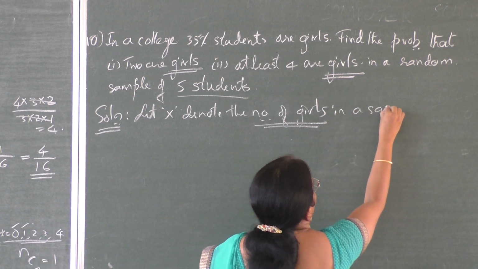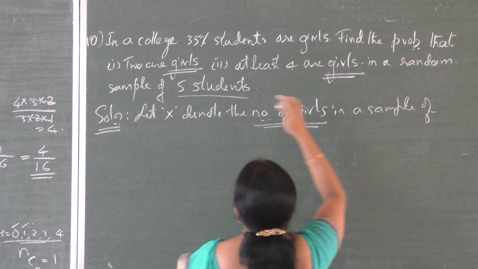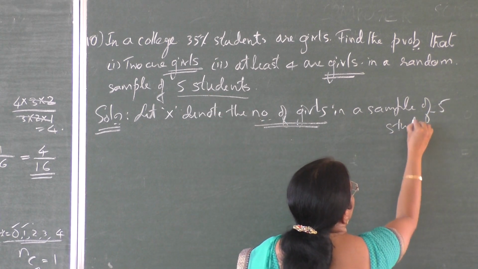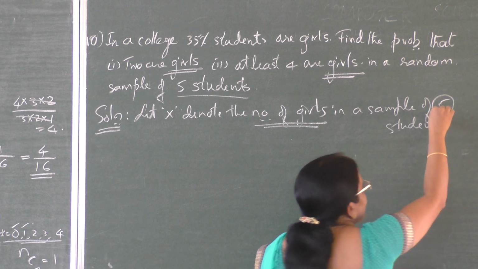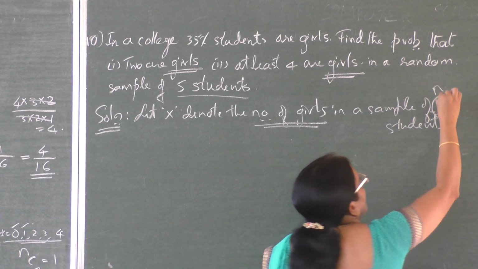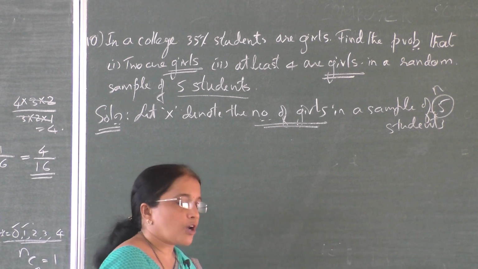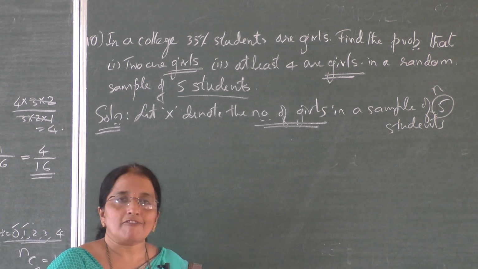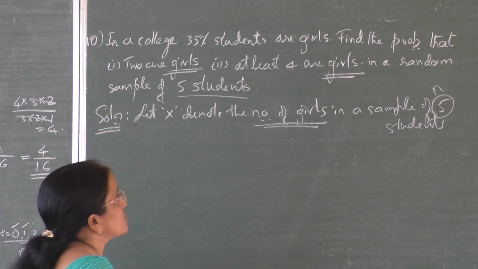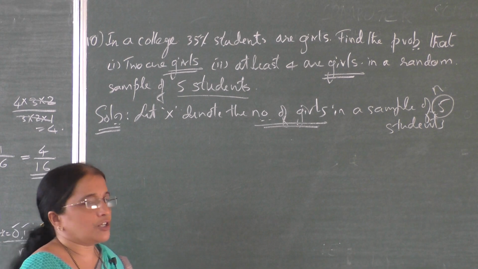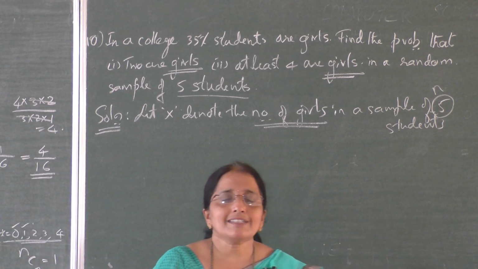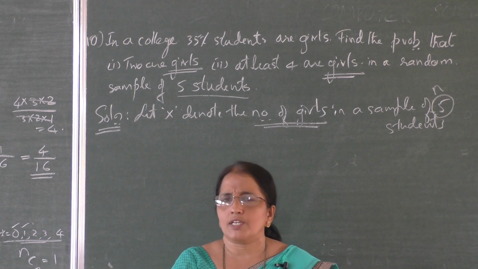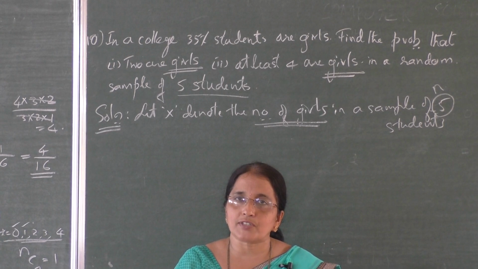In a sample of how many students? 5 students. In a sample of 5 students. So what is this? It is n, the number of trials. The number of items or number of persons in a sample always indicates the value of n. Remember that. Next, so one parameter we know now, n is equal to 5. What is the next parameter? P, small letter p. What does it indicate? Probability of success.